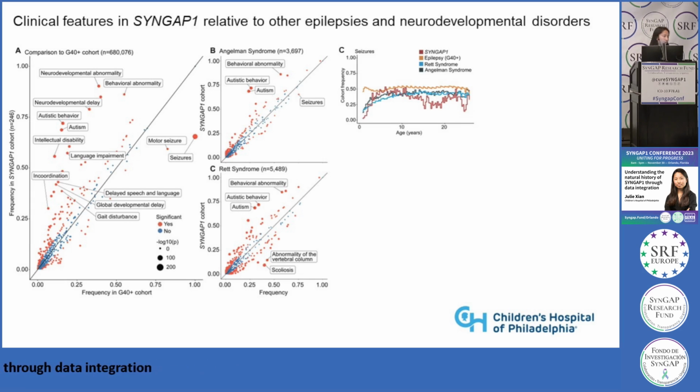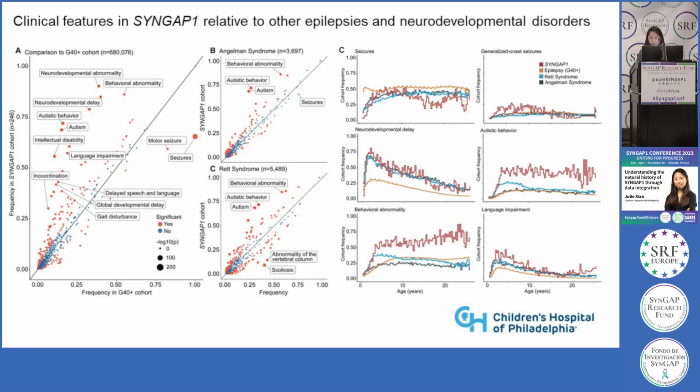We can take individual clinical features, looking here at seizures, and map the frequency of the clinical feature across the age span. Here, we're looking at the frequency of seizures in individuals with SYNGAP1 relative to a broader cohort of individuals with epilepsy, Rett syndrome, and Angelman. We can also look at other clinical features, such as generalized onset seizures, neurodevelopmental delay, autistic behavior, behavior abnormality, and language impairment. What we're starting to see is that by around the age of 2, the clinical features that are more prominent in SYNGAP1 are starting to emerge relative to these other comparator groups.